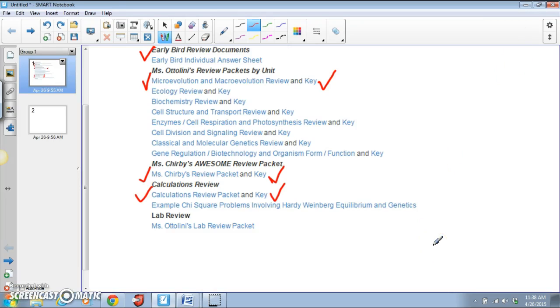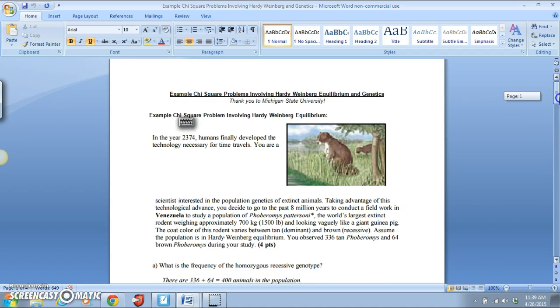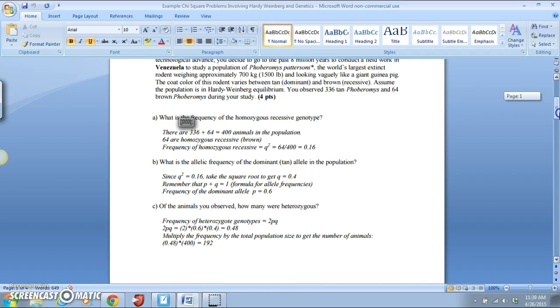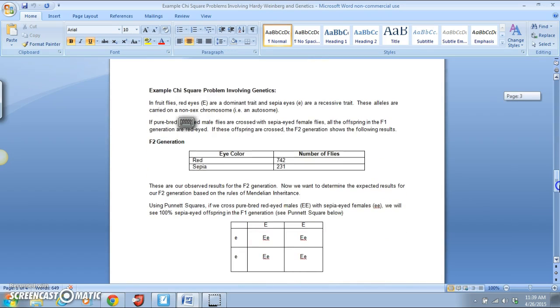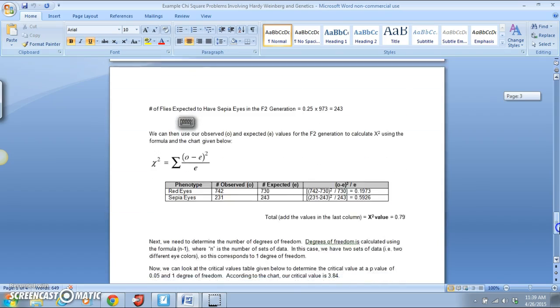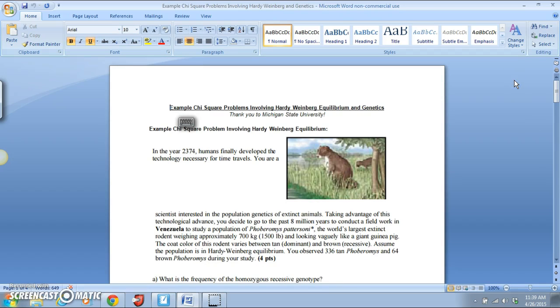Something that I just posted, since chi-square seems to be a large focus, is some example chi-square problems involving Hardy-Weinberg equilibrium and Mendelian genetics. So we're going to open that up now and see what it looks like. The first problem takes you through a question that asks you to run a chi-square analysis on Hardy-Weinberg results. And the second one asks you to run a chi-square analysis on a genetics problem. The answers are all given within this document, as well as the step-by-step breakdown of how to solve the problems. So I would really suggest this for those of you who are struggling with chi-square.